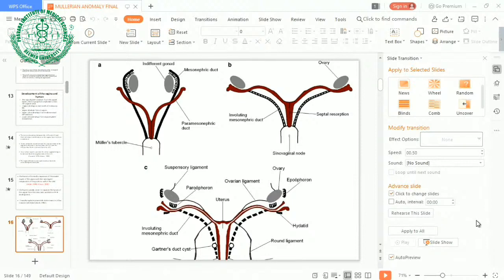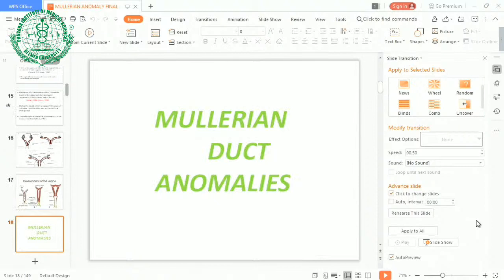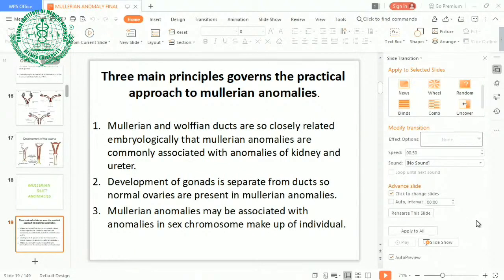This is how diagrammatically the paramesonephric duct develops into the uterus and vagina. This is development of vagina. Now coming to Mullerian duct anomalies. Three main principles govern the practical approach to Mullerian anomalies. The Mullerian and Wolffian ducts are so closely related embryologically that Mullerian anomalies are commonly associated with anomalies of kidney and ureter. Development of gonads is separate from ducts, so normal ovaries are present in Mullerian anomalies. Mullerian anomalies may be associated with anomalies in the sex chromosome makeup of individual.